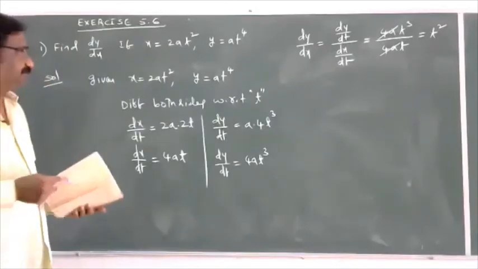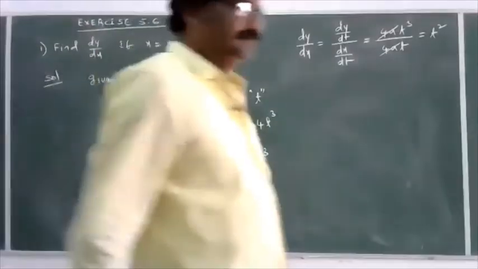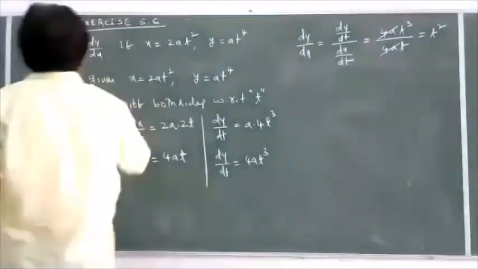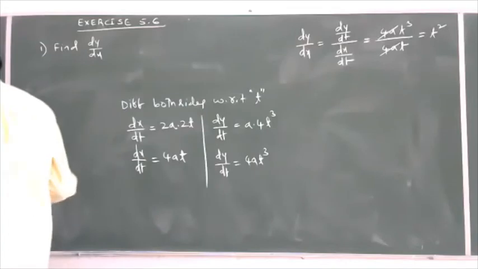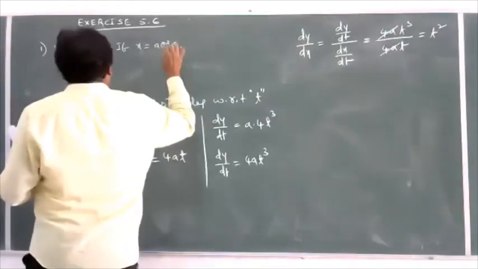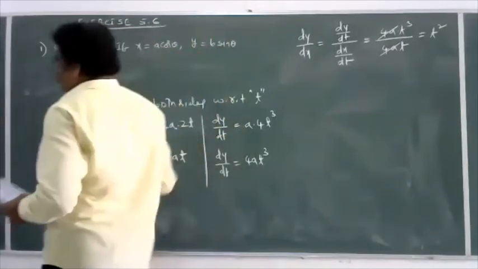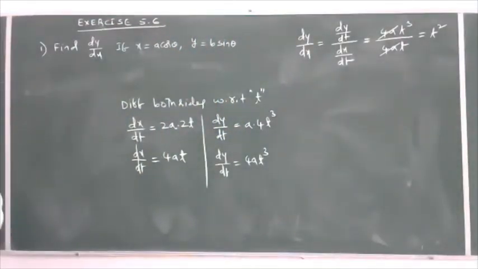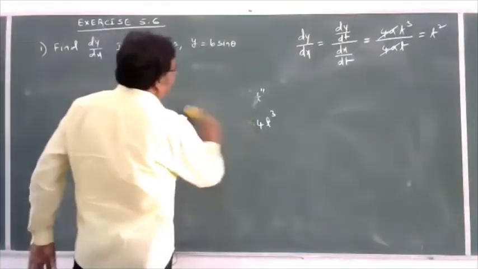Second problem. Find dy by dx if x is equal to a cos theta, y is equal to b sin theta. Here, what is the parameter? Theta. In the previous problem, the parameter is t. In this problem, the parameter is theta.